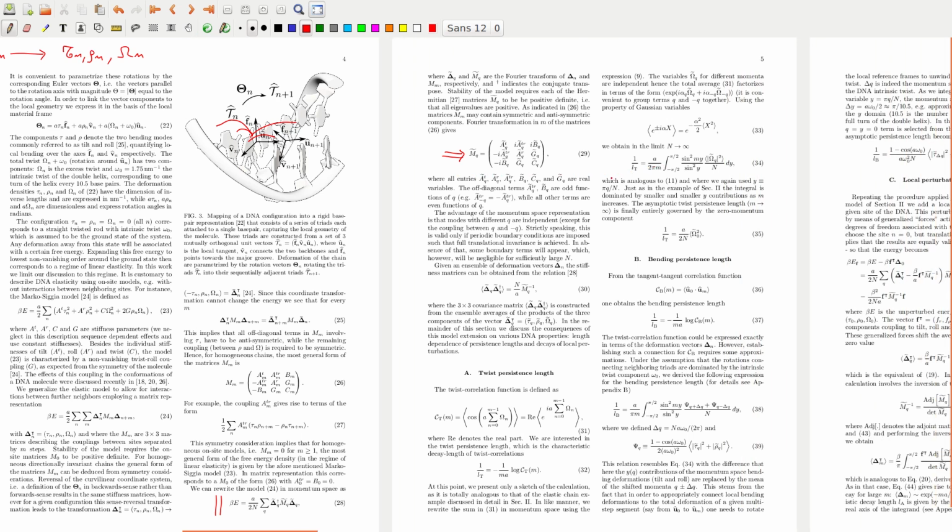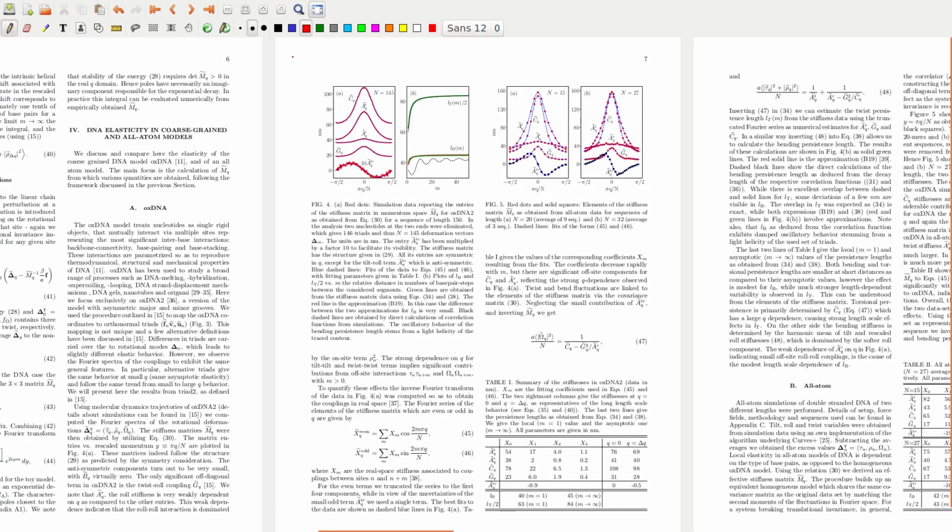As in the toy model, we will have length scale dependent elasticity, characterized in DNA by length scale dependent torsional and bending persistence lengths. The expressions for the persistence length strongly resemble those for the stiffness Km of the toy model. Details of the analytical calculations are in appendix. We have performed molecular dynamics simulations to calculate the stiffness matrix in momentum space. Figures 4 and 5 show the results for oxDNA, a coarse-grained DNA model, and for all atom simulations.